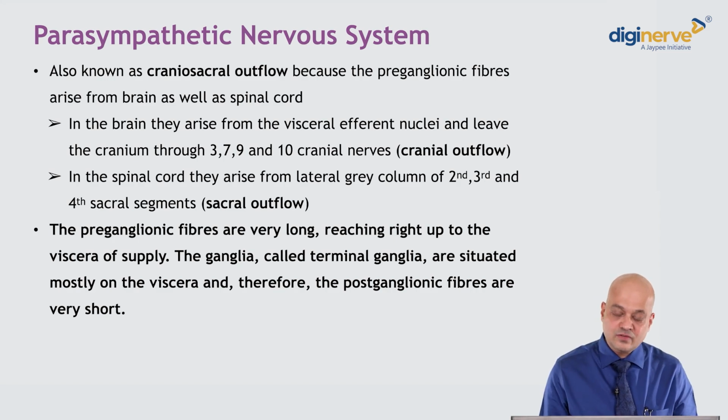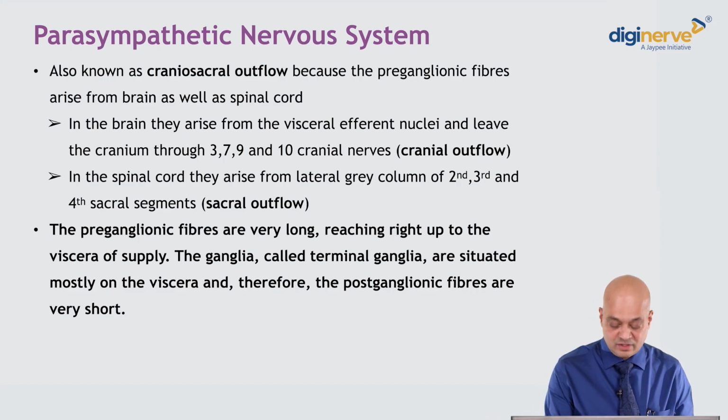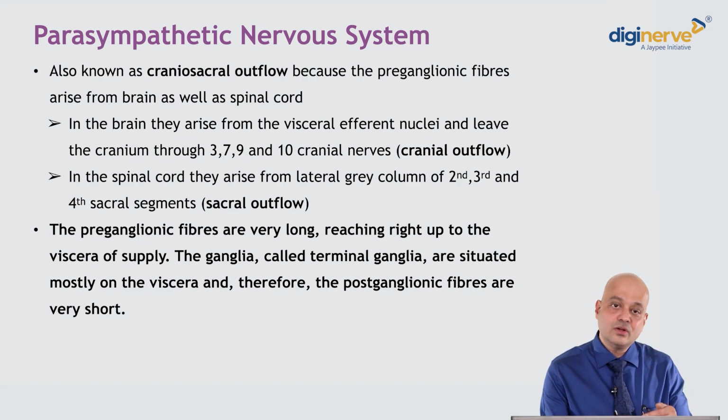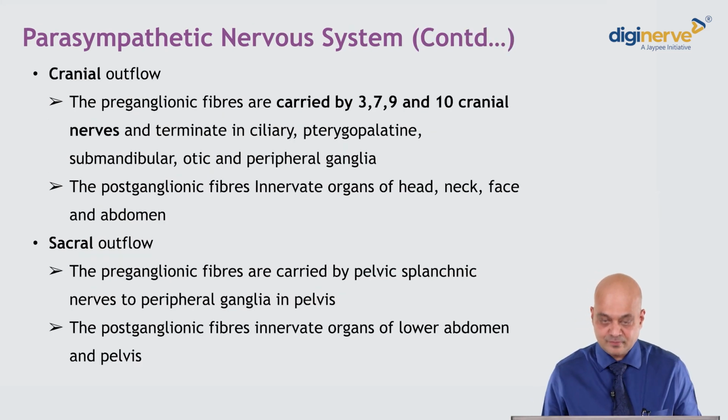The preganglionic fibers are extremely long and reach right up to the viscera of supply. These ganglia are called the terminal ganglia. They're right on the target organs and are situated mostly on the viscera. Therefore, the postganglionic fibers of the parasympathetic system are pretty short.